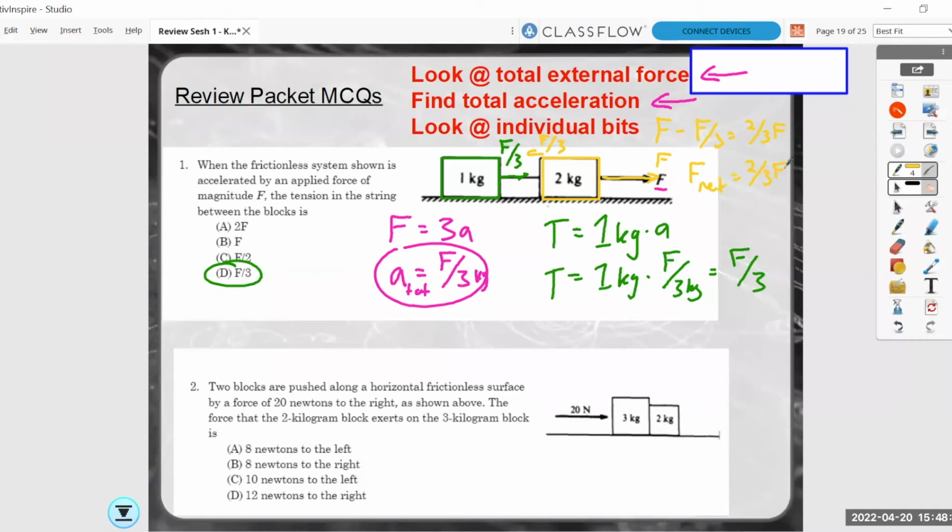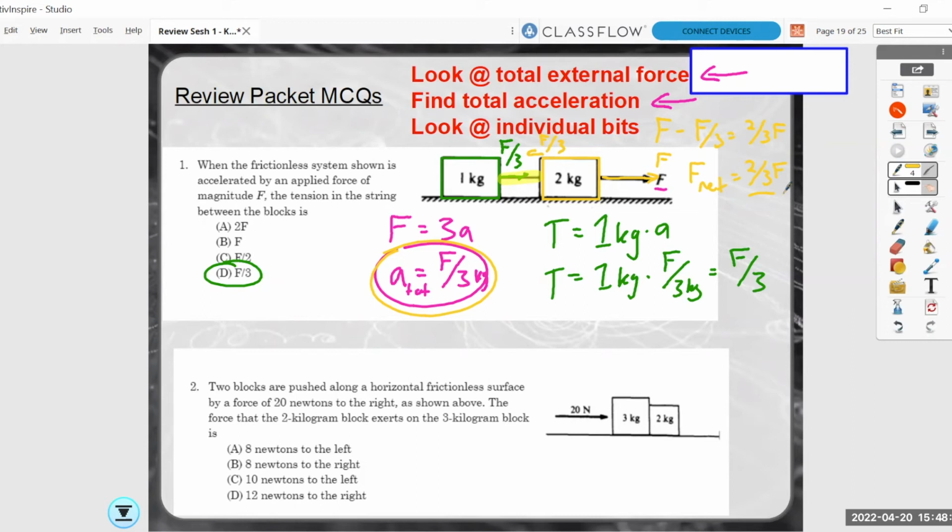So the whole key of these connected problems is that the 2 objects accelerate at exactly the same rate, and those internal forces work themselves out to be whatever they need to be to make sure that both objects accelerate at precisely the same rate. The 2 kilogram object gets twice as much force as the 1 kilogram object does in this case. You can sort of think of it as divvying up the full force F. This gets 2/3, the other one gets 1/3.